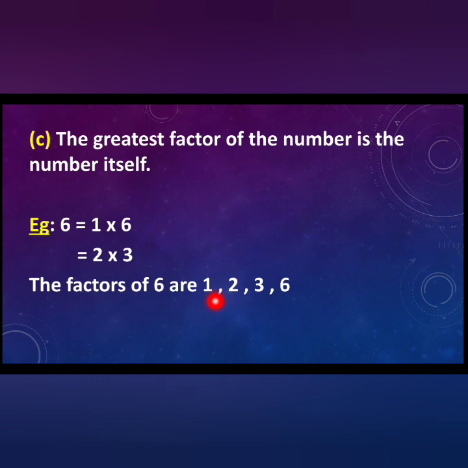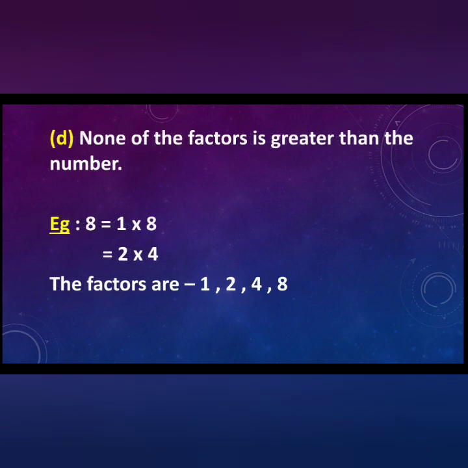Which one is the greatest here? 6, right. So, what we can say is that the greatest factor of the number is the number itself, okay, and the smallest factor of any number is what? 1, always 1, and the greatest factor of any number is what? Always the number itself, okay. Now, moving to the next property of factors, okay.